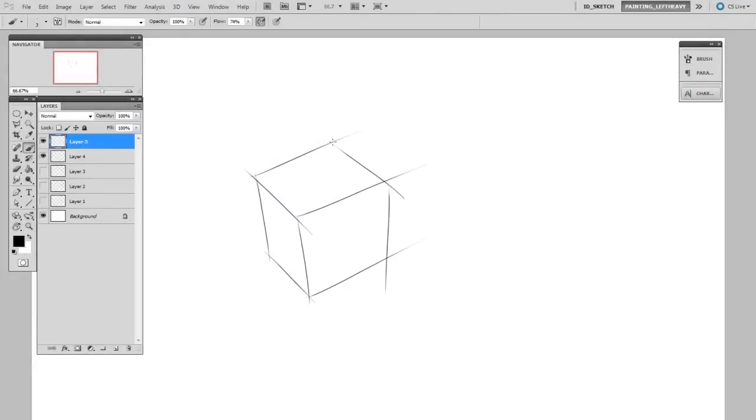Now this might not seem like a big deal, but I would call this one of the fundamentals of getting used to just the mechanics of drawing.